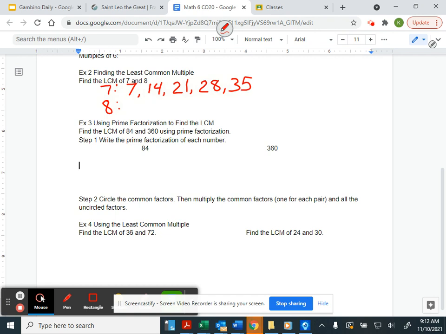Remember I said go out 5 and see if you find a common multiple. So let's check and see with our 8s. Multiples of 8 are 8, 16, 24, 32, 40. Oof. No. I don't see any common ones yet, so that means I'm going to go out another 5.